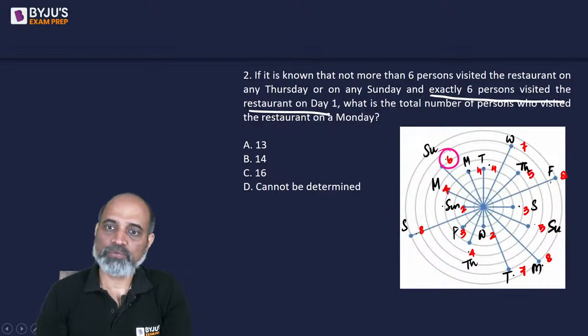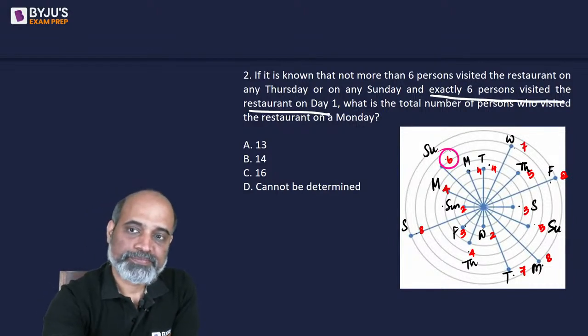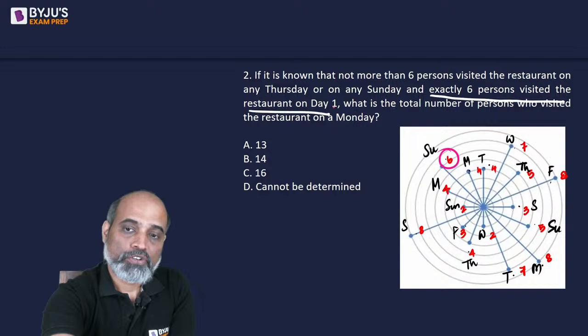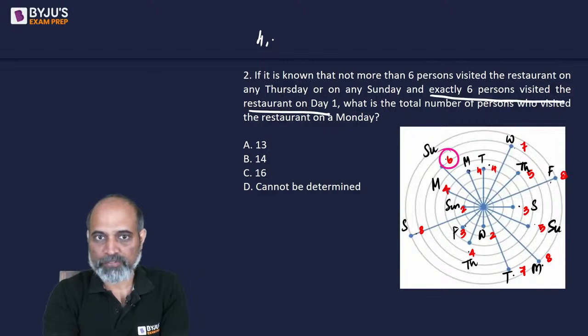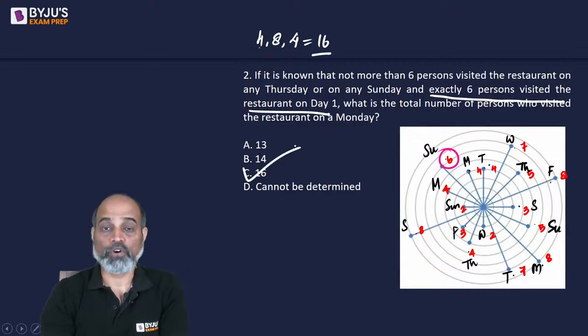So the question asked is, what is the number of people who visited the restaurant on a Monday? For Monday, we have got 4 people the first Monday. The next Monday, we have got 8 people. And the next Monday, we again have got 4 people. 4 plus 4 is 8. 8 plus 8 is 16. So overall, 16 people visited the restaurant on a Monday.